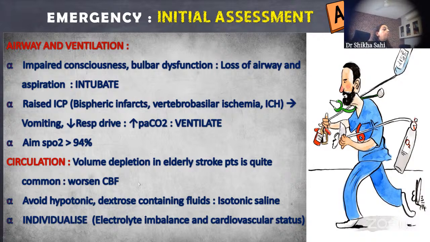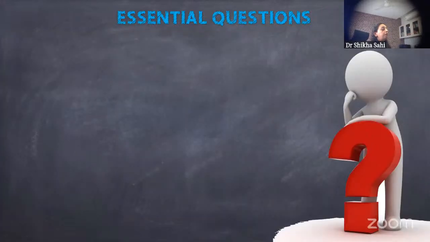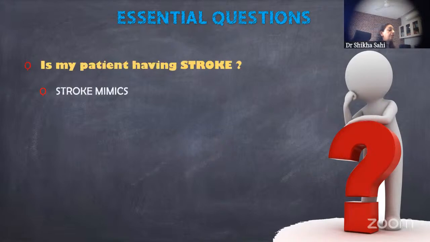And also they could be volume depleted, especially elderly patients. They are usually volume depleted, which can affect the cerebral blood flow. So you should give appropriate volume resuscitation. Ideally, we have to avoid hypotonic and dextrose containing fluids, and the fluid should be individualized according to the electrolyte and cardiovascular status of the patient. After you have ensured the ABC, an important question in managing and assessing this patient, number one, is whether my patient is having a stroke.